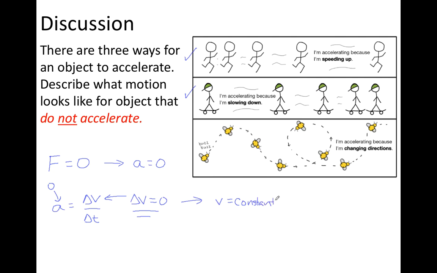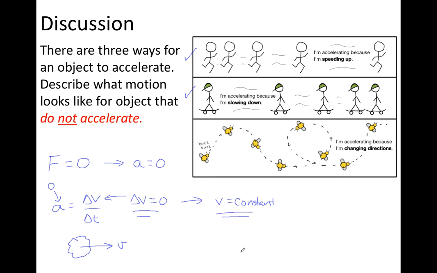So for example, if you have an asteroid in outer space, there's no forces in outer space if it's really far away from any gravitational attraction from a planet or a star. If this object was moving with some velocity, it would maintain that constant velocity forever and ever. It would not slow down, it would not speed up, it would not change direction. It would have a constant velocity.